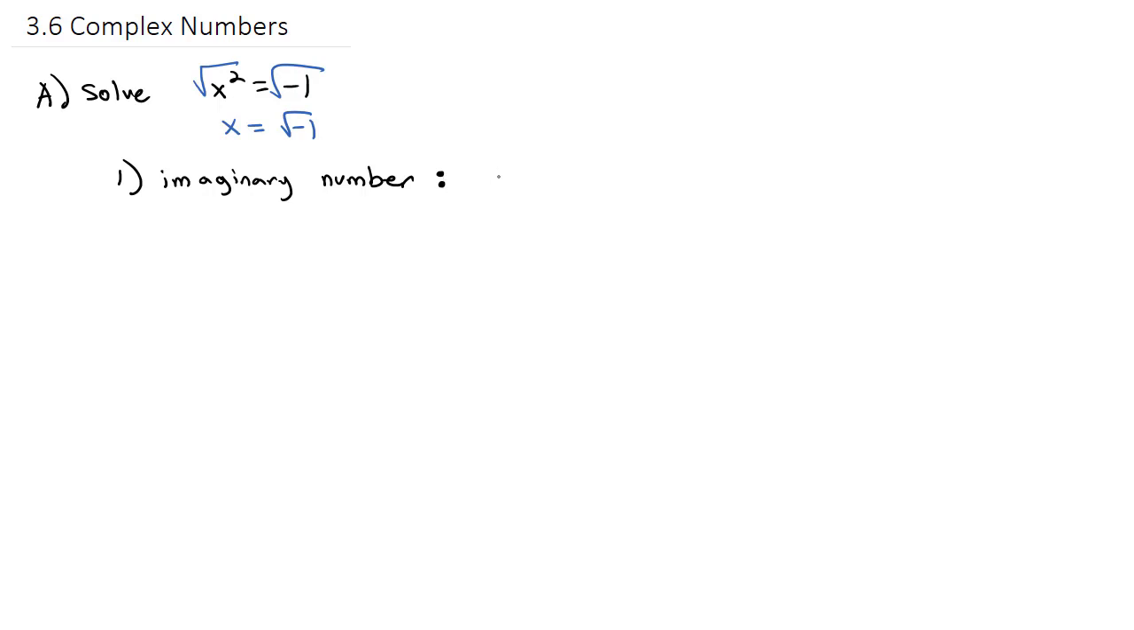So the idea behind an imaginary number is that the square root of -1 is going to be defined as a new number. We're going to call that new number i. Just like the Egyptians made fractions, just like the Mayans made 0, we are going to make i, the imaginary number, be the square root of -1.